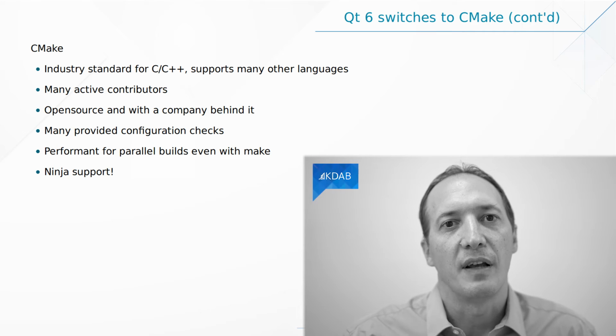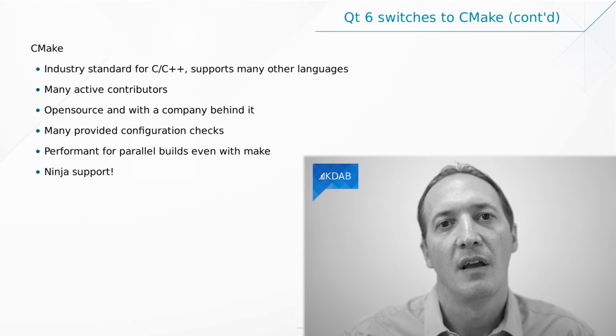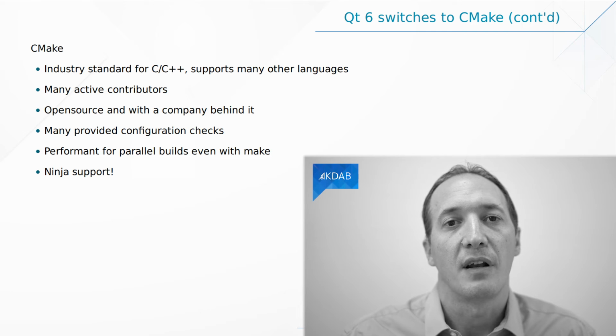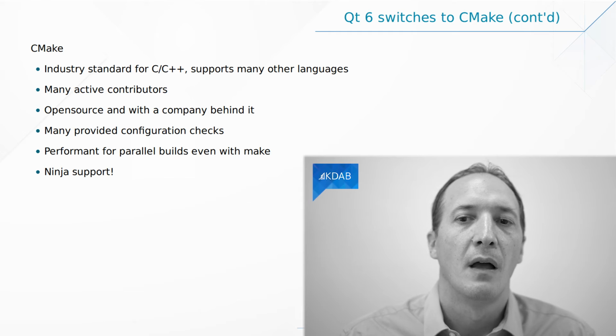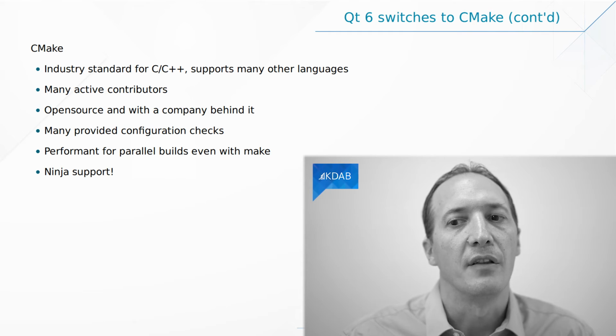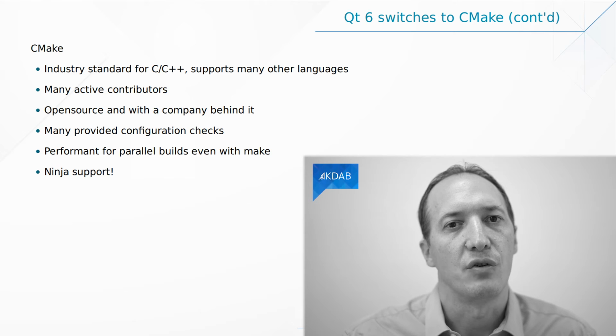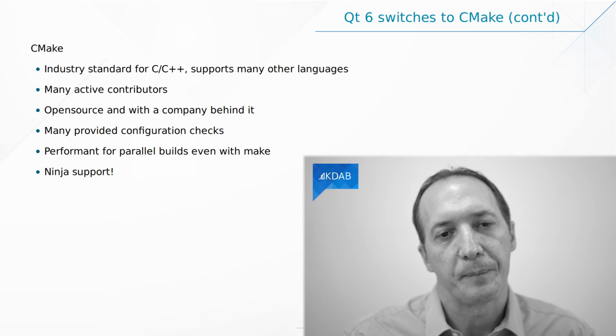And now I would like to tell you more about CMake. CMake is an industry standard for C and C++ projects in terms of build systems. It actually supports many other languages like Fortran and CUDA and Objective-C and so on. It's also supported natively nowadays by many IDEs, not only Qt Creator, but also Visual Studio, Xcode. So that makes it a very good choice for many projects, not just Qt projects.